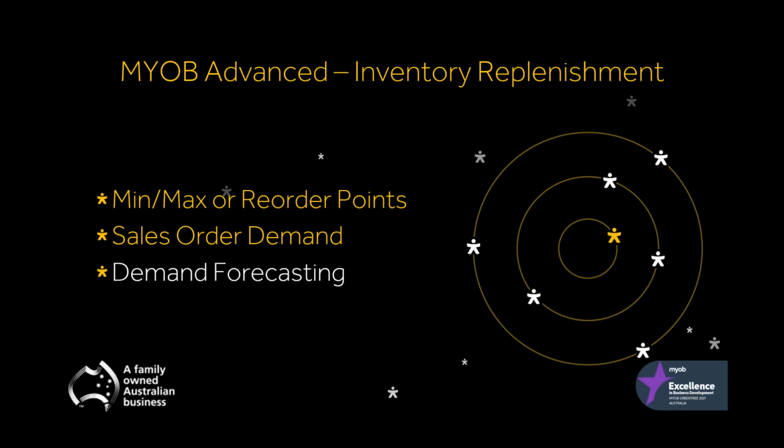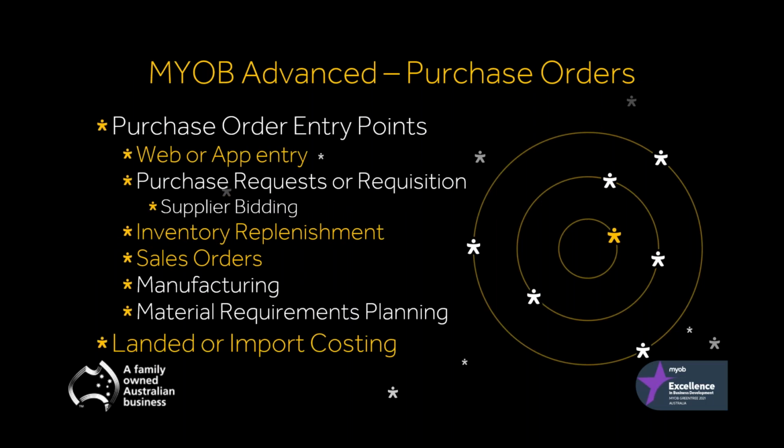And finally, once we've looked at inventory replenishment, we'll then look at actually creating some purchase orders. Now today we'll be focusing on three of the main entry points for purchase orders: just the straight up, let's enter a purchase order; the purchase order is created via inventory replenishment; and the purchase order is created directly from a sales order.